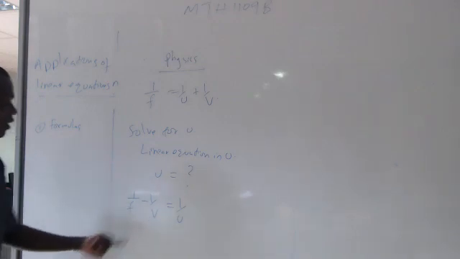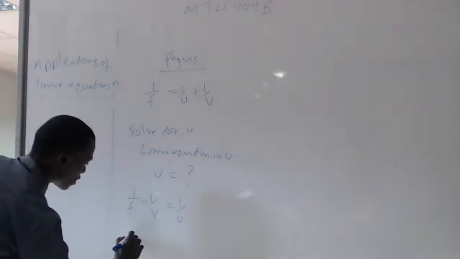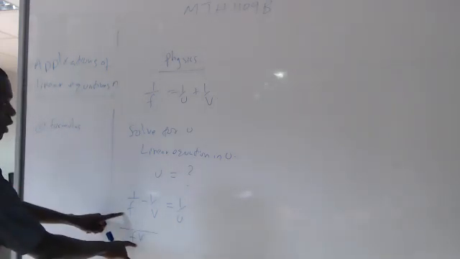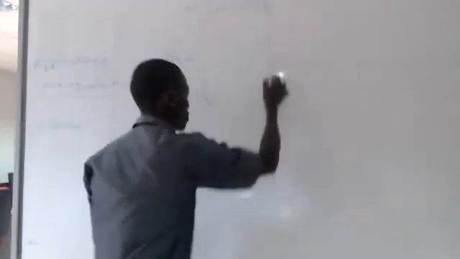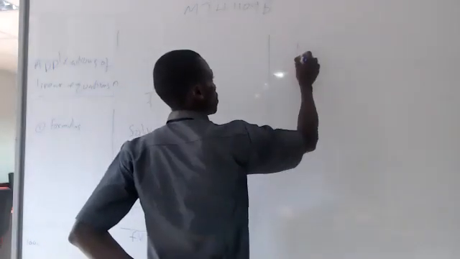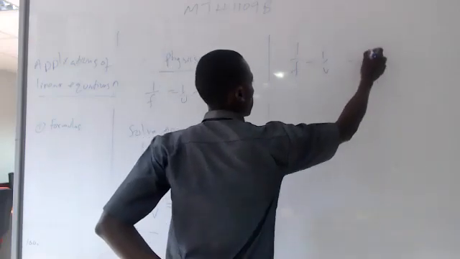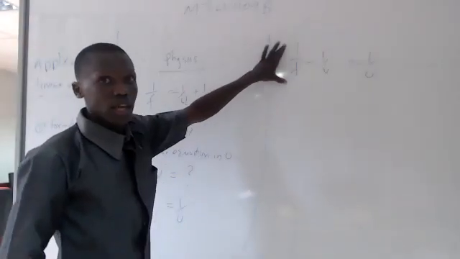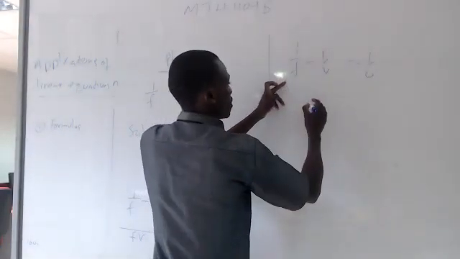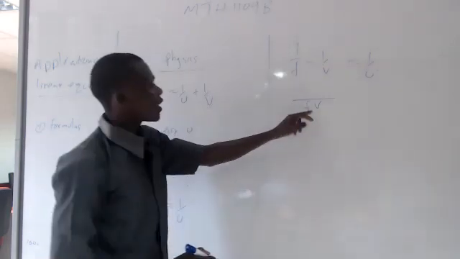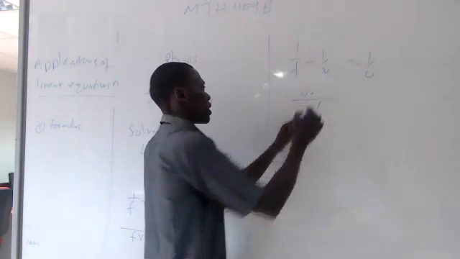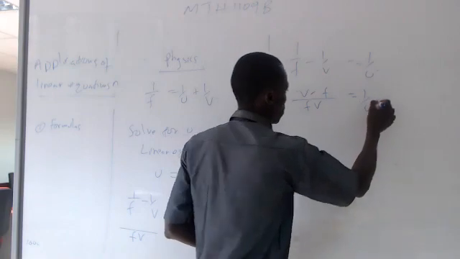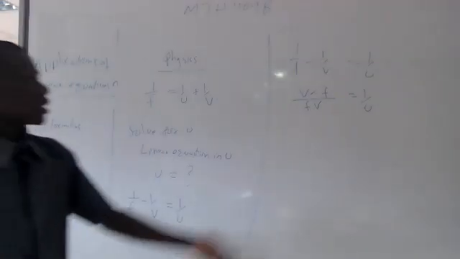So the LCM of f and v is fv. Let me write this on the other side. So we have 1 over f minus 1 over v is 1 over u. And I've said we need to combine this left-hand side. The LCM of f and v is fv. So f divides fv, v times, minus v divides fv, f times, this is equal to 1 divided by u. And this is 1 over u.